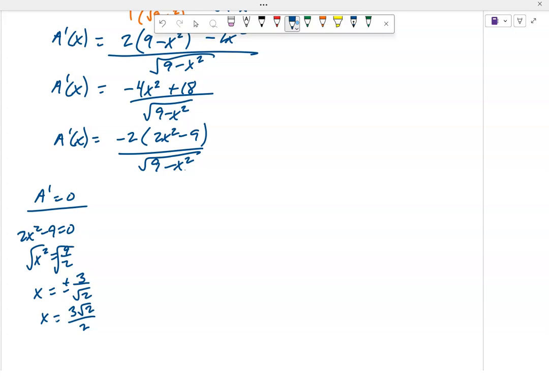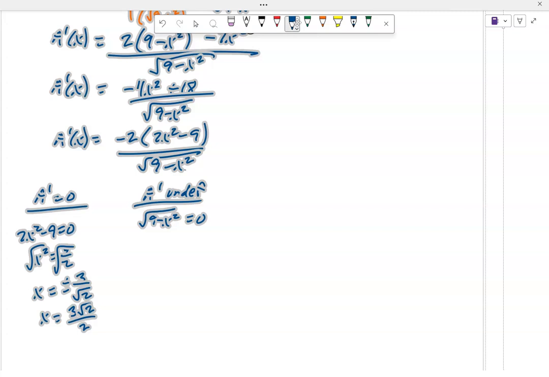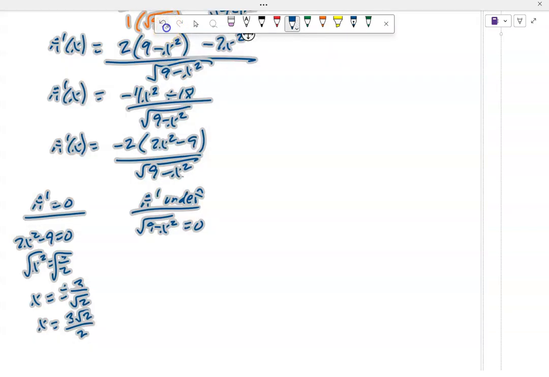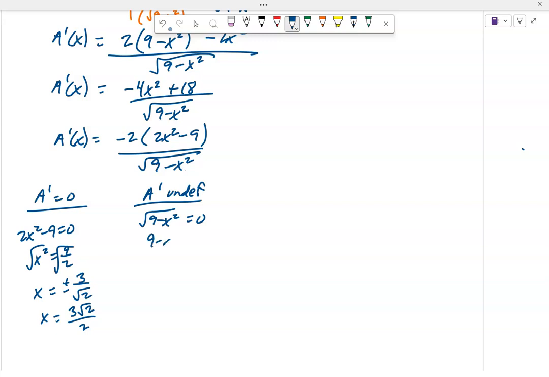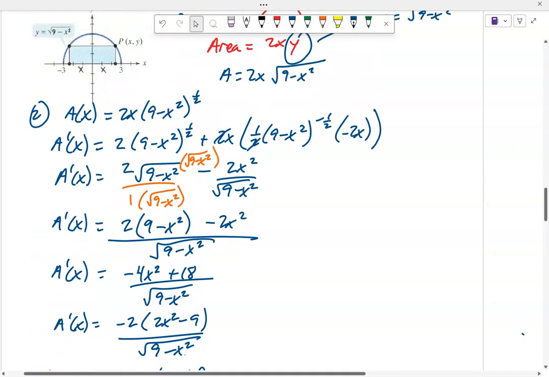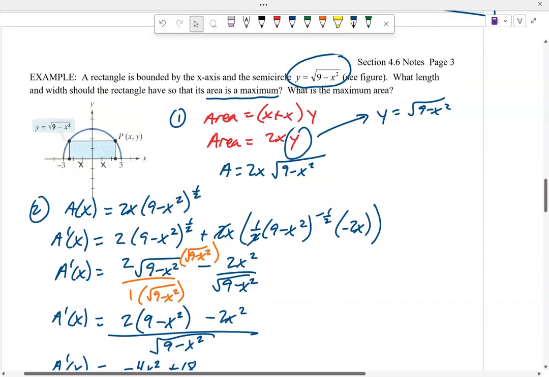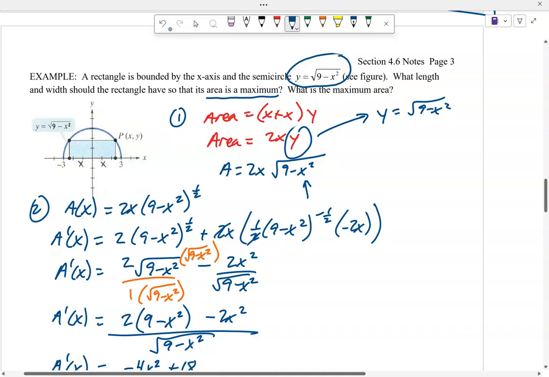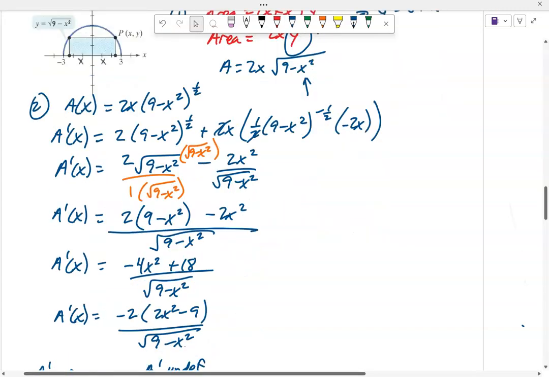We'll take that positive one. A prime is undefined wherever that square root of 9 minus x squared equals 0, square both sides. So I have 9, so x squared equals 9, plus or minus 3. But if you notice, if I was to let x be 3, it would cause my area, if I throw it in right here, see how that'll be 0? 9 minus 3 squared is 0. That'll cause my area to be 0.